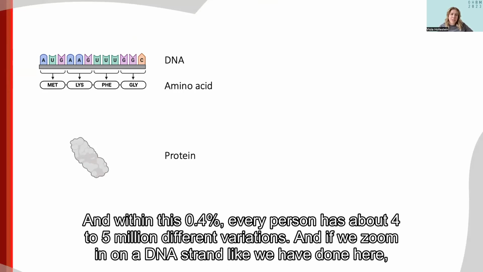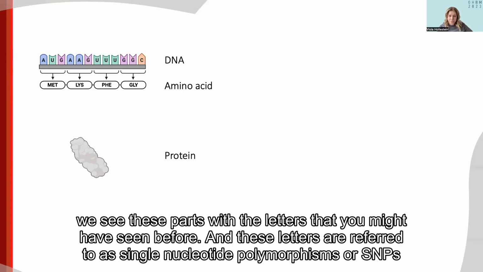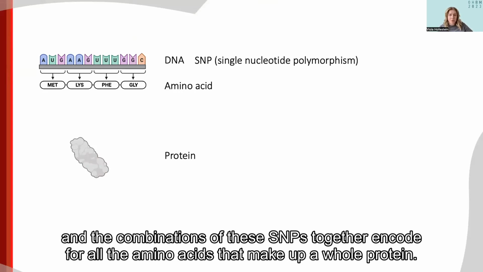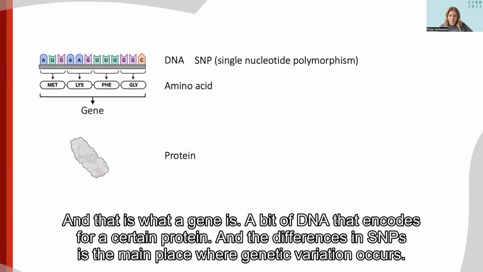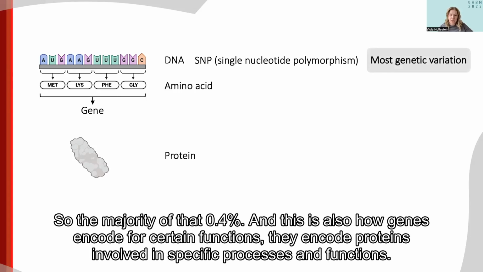And if we zoom in on a DNA strand like we have done here, we see these parts with the letters that you might have seen before. And these letters are referred to as single nucleotide polymorphisms, or SNPs. And the combinations of these SNPs together encode for all the amino acids that make up a whole protein. And that is what a gene is: a bit of DNA that encodes for a certain protein. And the differences in SNPs is the main place where genetic variation occurs, so the majority of that 0.4%.